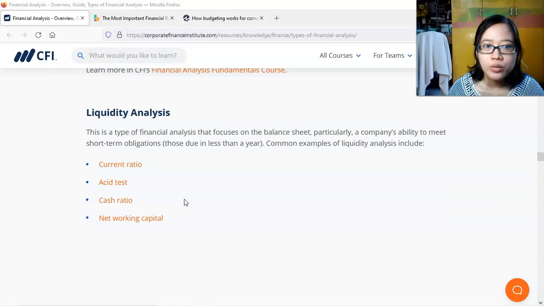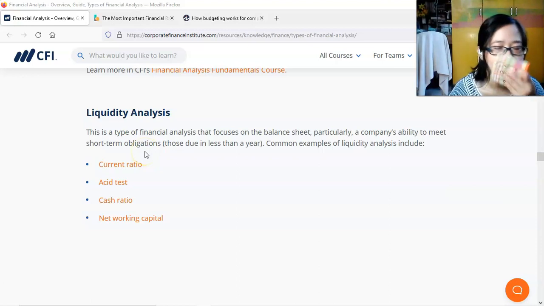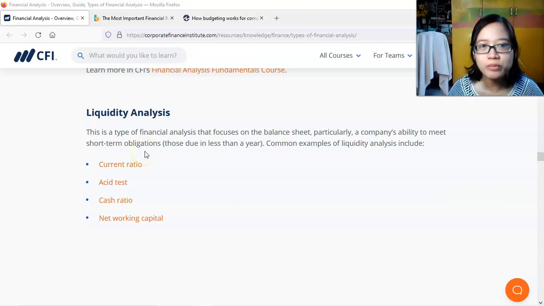Next, we have liquidity analysis. So, type of financial analysis that focuses on the balance sheet naman. Okay. Particularly, companies' ability to meet short-term obligations. Okay. Pag short-term, less than a year. Pag long-term, more than 1 year. So, common examples ng liquidity. Again, yung liquidity is the ability to convert it into cash.